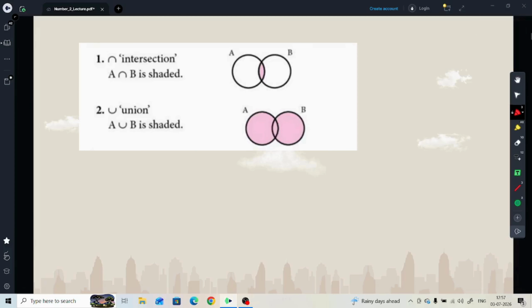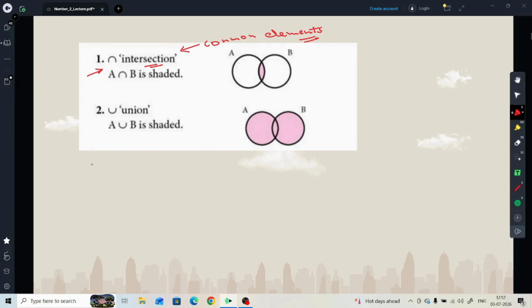Let's understand the symbols first. The first symbol we need to talk about is called intersection. What does intersection mean? Intersection means how many common elements there are, which is marked under the criteria of intersection.